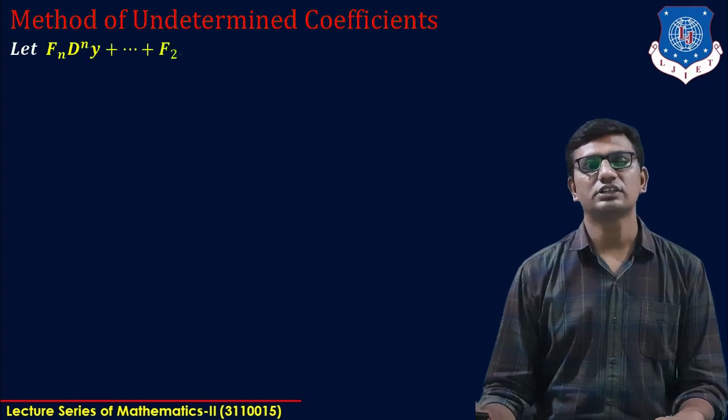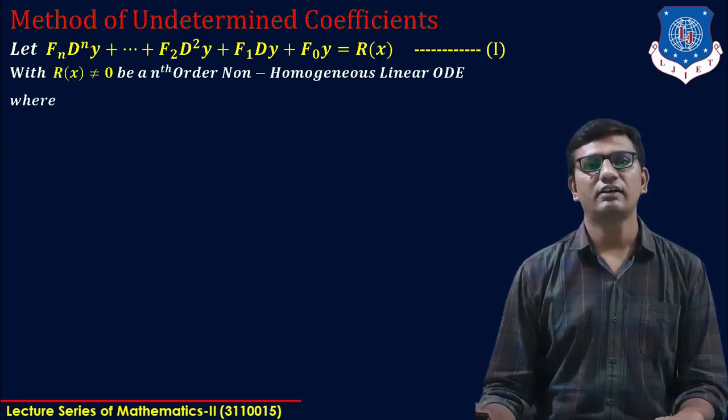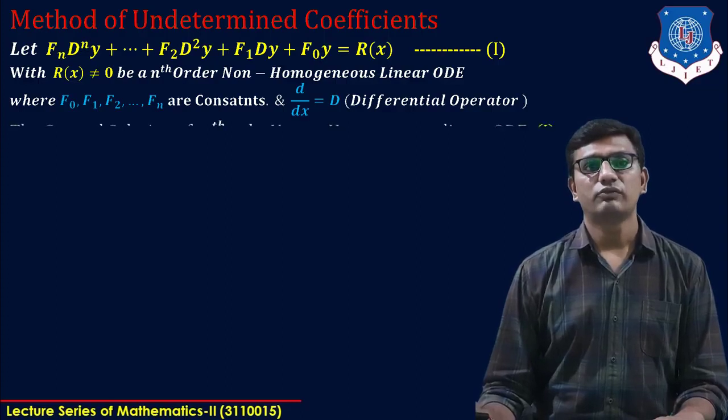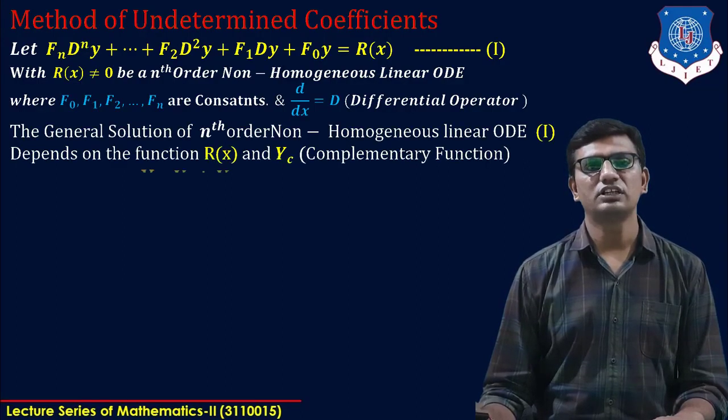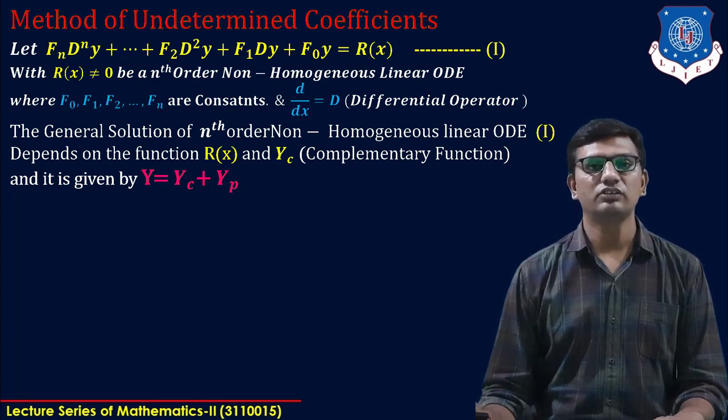Here our differential equation is f_n d^n y plus up to f_2 d^2 y plus f_1 dy plus f_0 y equals R(x), where R(x) is not equal to 0, and it is an nth order non-homogeneous differential equation where f_0, f_1, f_2 and f_n are constants. D by dx is the differential operator. Now we find the general solution of the differential equation, and it depends on R(x) and the complementary function Yc. It is obtained by y equals Yc plus Yp.